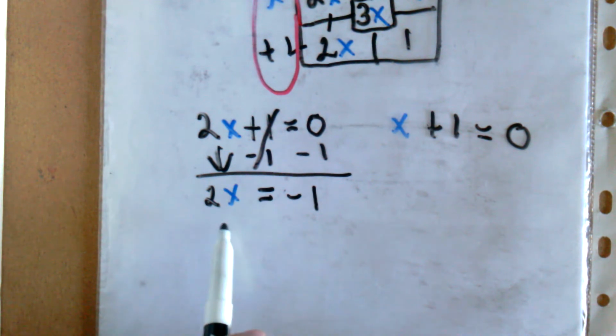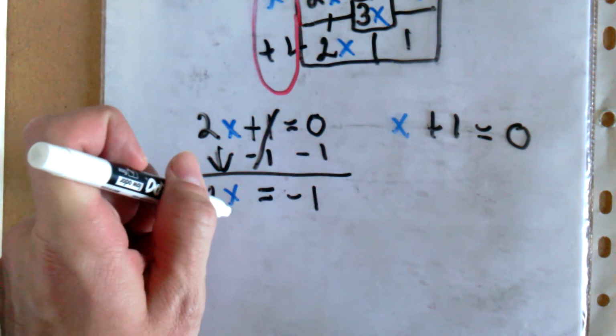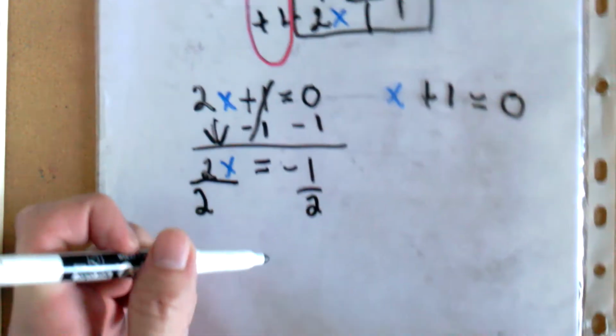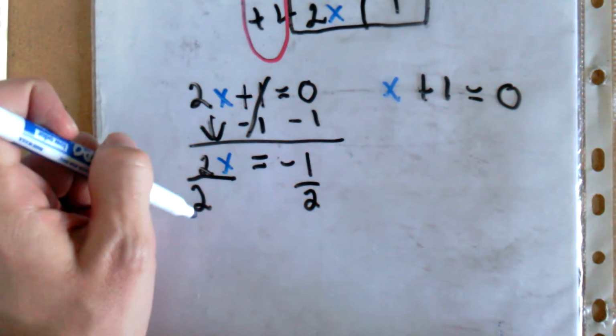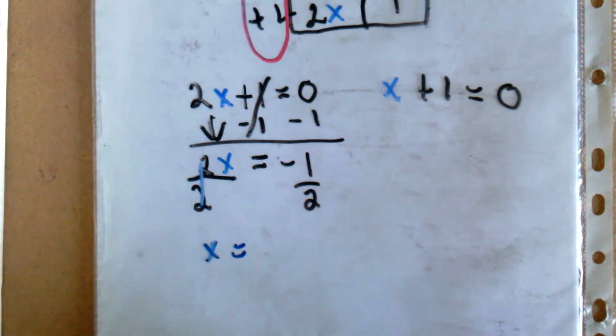Okay, now I just want to get rid of the 2. Since it's being multiplied to x, we do the opposite, which is division. So we divide both sides by 2. 2 over 2 is just 1, so it cancels out. And that tells us our x equals negative 1/2.